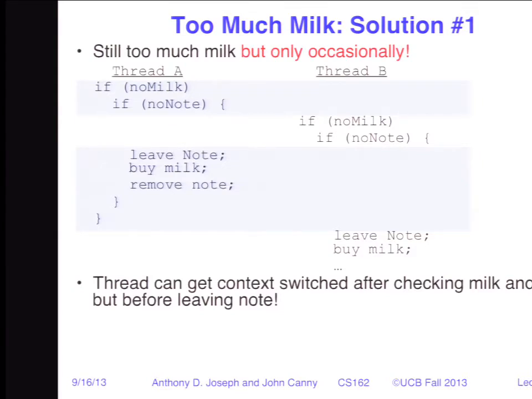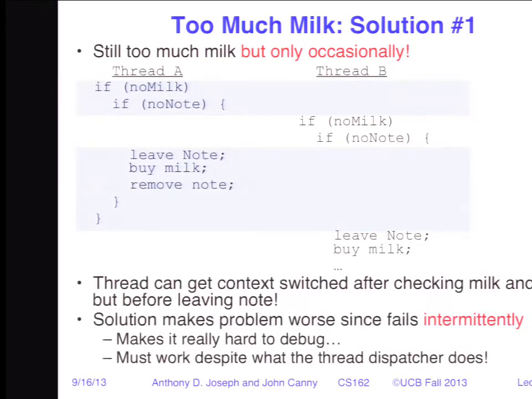Now, clearly, if you were standing in front of the fridge, looking in the fridge, your roommate's not going to come in and look in the fridge too. But this is a computer, right? And the computer is not that intelligent. So this solution is really bad. I'd argue it's made the problem worse because we think we have a solution, but occasionally it'll fail. So this is going to be really hard to debug, because you could run it 100 times, you could run it 1,000 times, and it works perfectly. And then on the 1,001st time, you end up with too much milk.